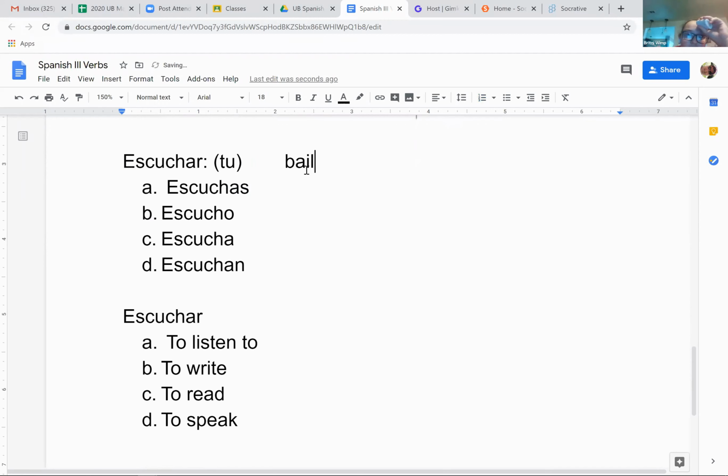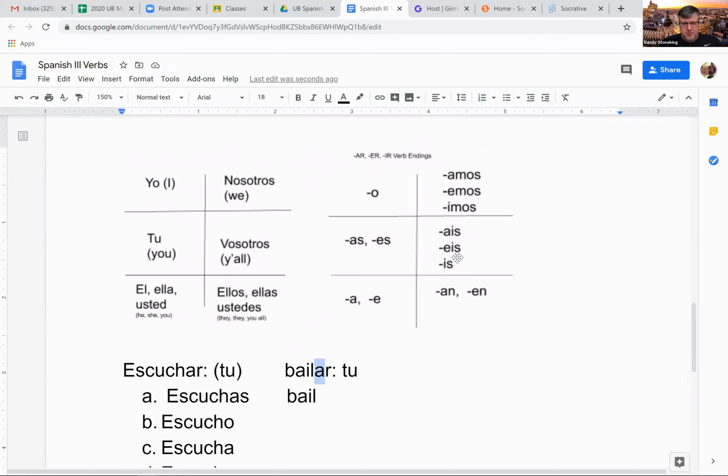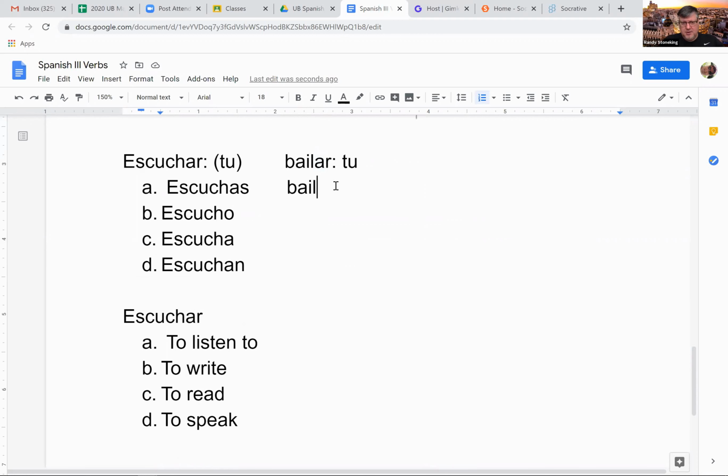If bailar is the word, and we're doing it in the to ending, so what would your correct answer be? We would go BAIL, right? Remember, we take off the last two letters, and then which ending corresponds to two from here? Here's your two. Middle left. So which ending? Middle left, right there, right? Yes. So we would put your correct answer as bailas.